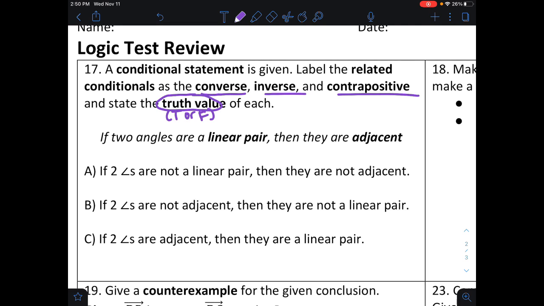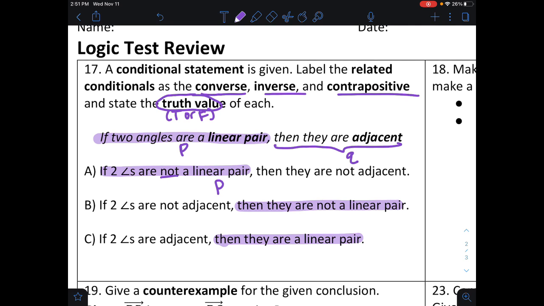All right, if two angles are a linear pair, that's going to be P. Then they are adjacent. That's going to be Q. All right, so let me start by highlighting. So two angles are not a linear pair, so I'm highlighting all the linear pair parts of each of these statements. Okay, so the first one, I highlighted the first part, so that's going to start with P.